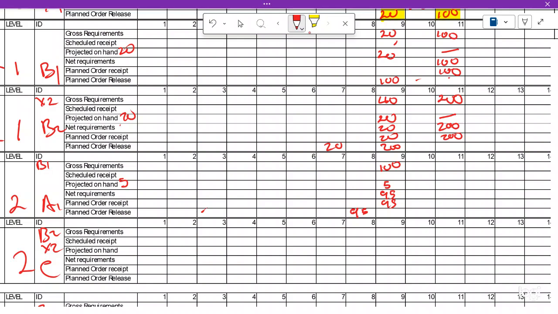So here we are taking this and that. Again, there are 2, and they are coming from B2. You must always read. Coming from B2 and we are doing times 2. It becomes a 40. Here becomes a 400.